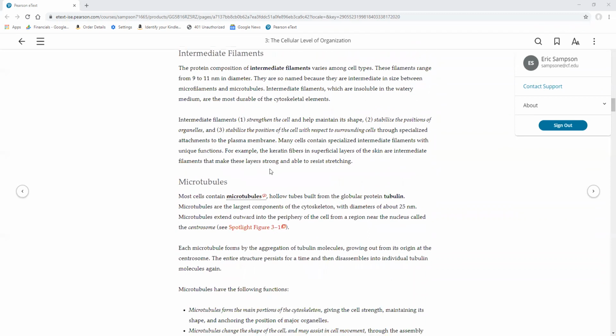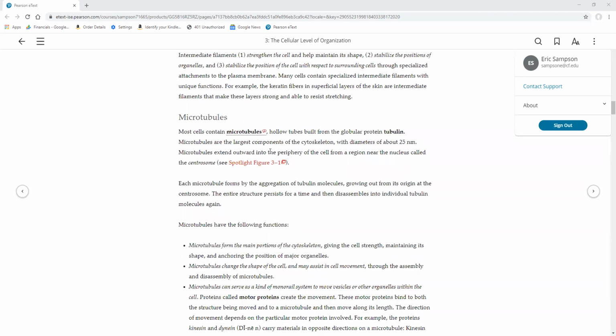Intermediate filaments and microtubules. I think we covered this a little bit before in the last video. Intermediate filaments vary among cell types. These filaments range from that size. They are so named because they are intermediate in size between microfilaments and microtubules. What do they do? They strengthen the cell and help maintain its shape, stabilize the positions of the organelles, and stabilize the position of the cell with respect to surrounding cells.